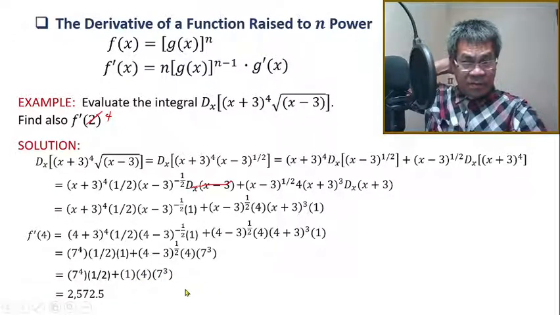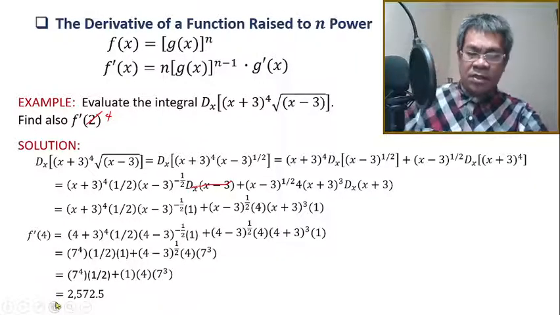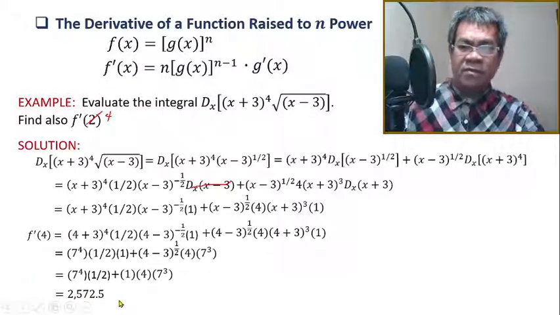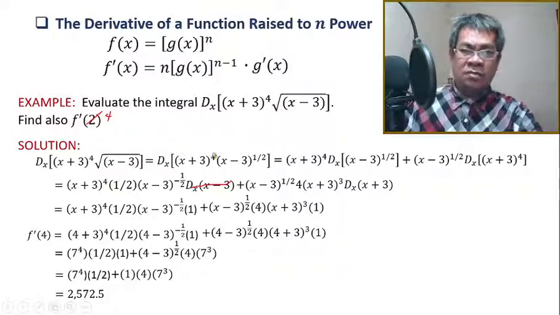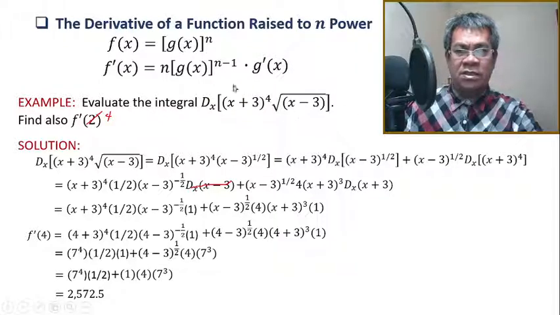Then simplify using a calculator. So I hope this is correct. 2,572.5 as the answer to the problem. So we are able to obtain this. It looks complicated, no? But this complexity becomes simple if we understand the process. So nothing to worry about, just follow the rule. Just follow the rule.